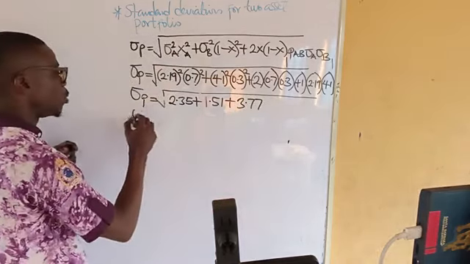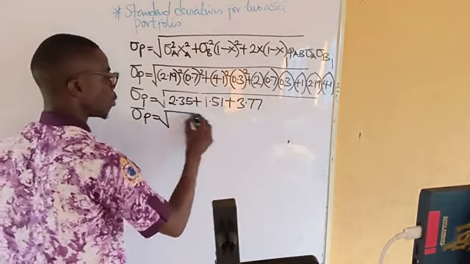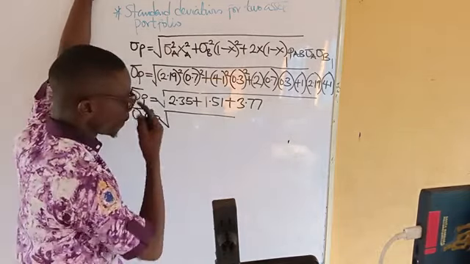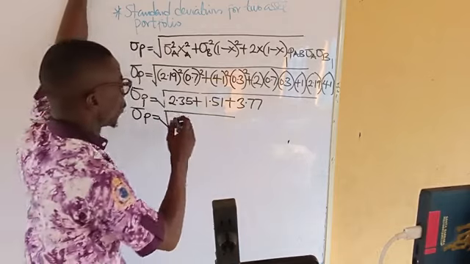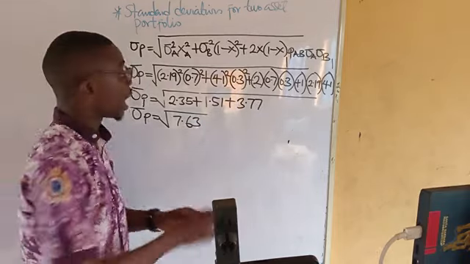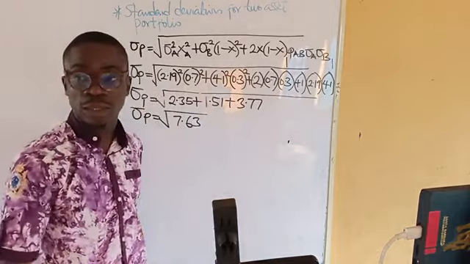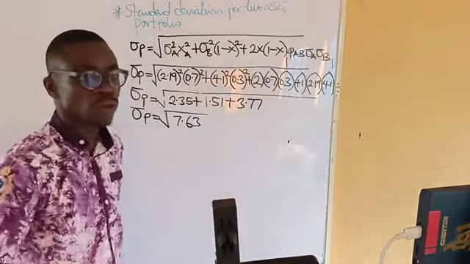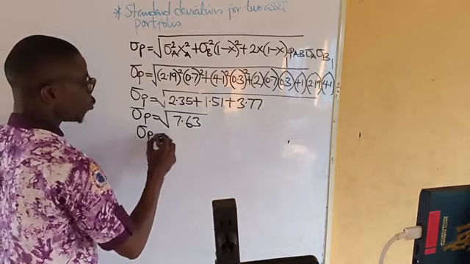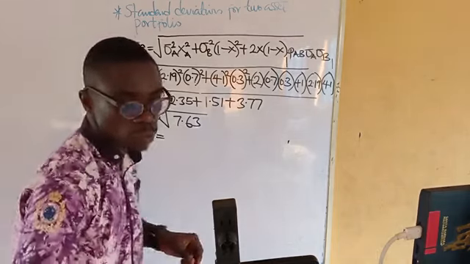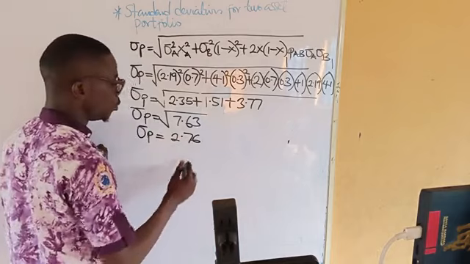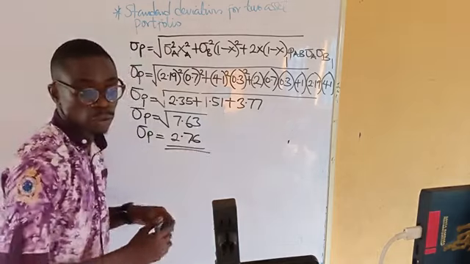3.77. So add it together. What do you have? 2.35 plus 1.51 plus 3.77. That's 7.63, and that's what you have in your material. If I'm you, I can press this in the whole, and you get it. So square root of 7.63. 2.76. 2.76.